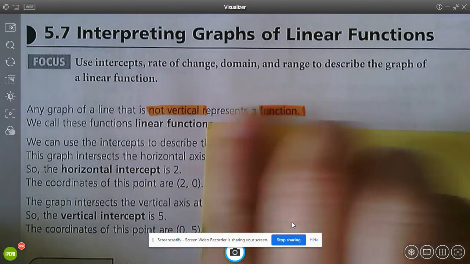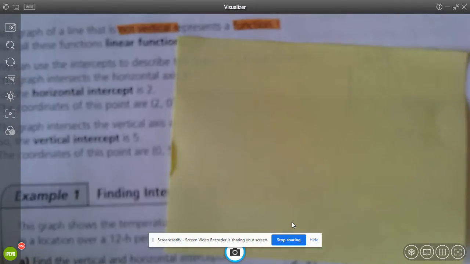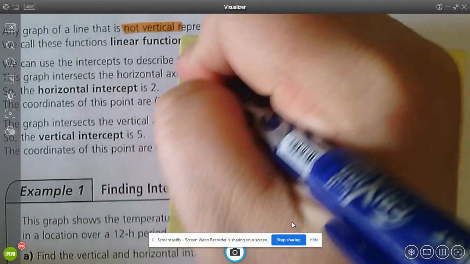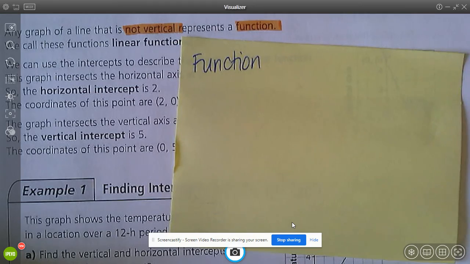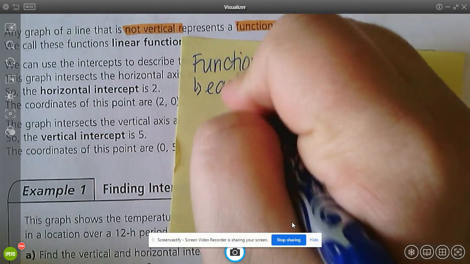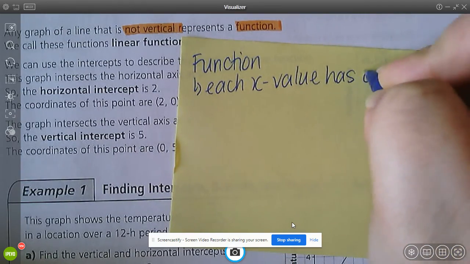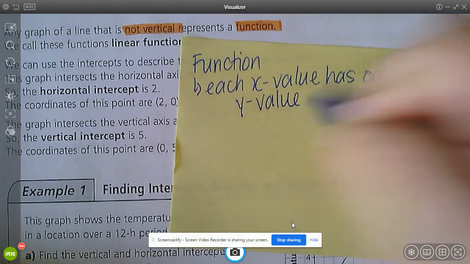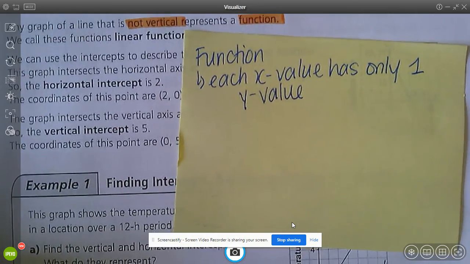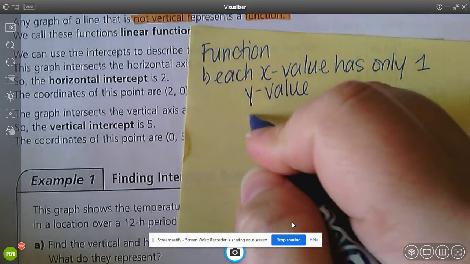So just as a quick little reminder, and I'm just going to put my sticky note here so I can have a little bit of room to write this down for you. So just a little bit of reminder of what a function is. Okay, from the last section, a function is something where each x value has only one y value. So let me show you an example of what I mean by that. I'll give you an example of something that is a function, meaning that the reverse of this would be a non-function.